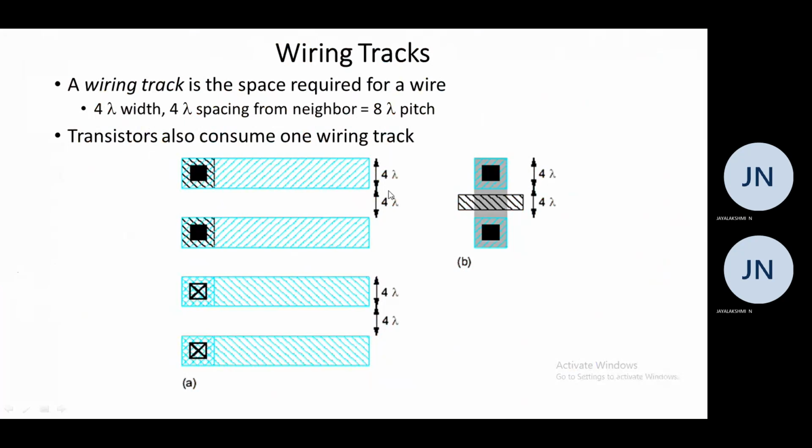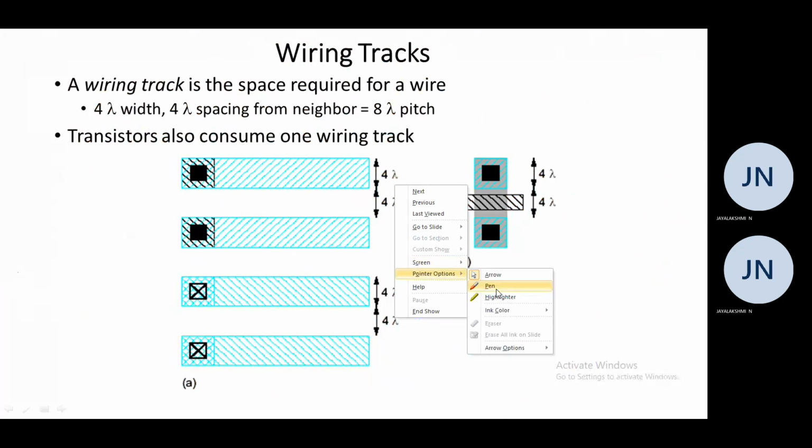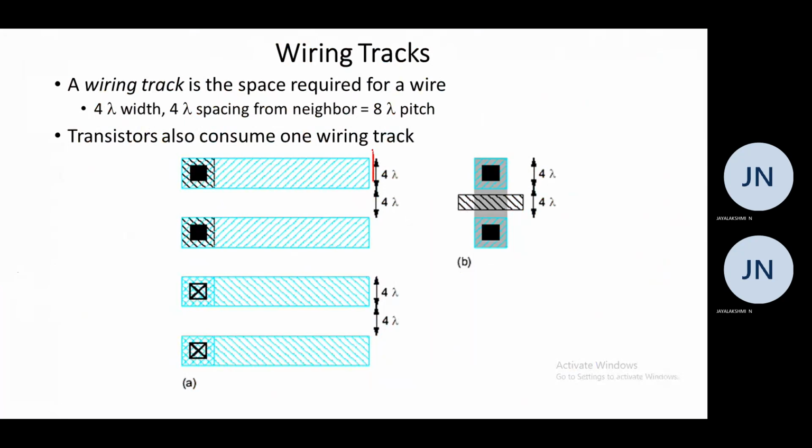So here we are making use of 2 metals, metal 1 and metal 2. The width of the metal 1 is 4 lambda. Even the spacing is also 4 lambda, total of 8 lambda. So here you can see this.